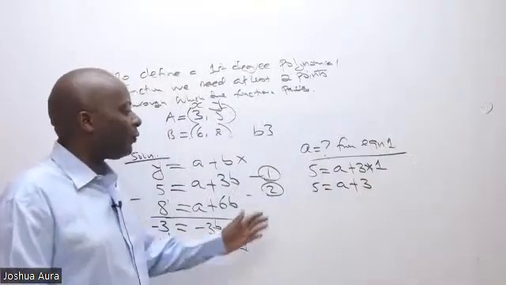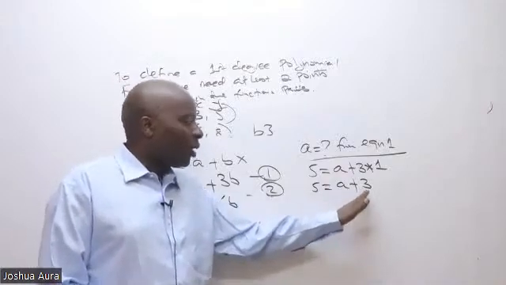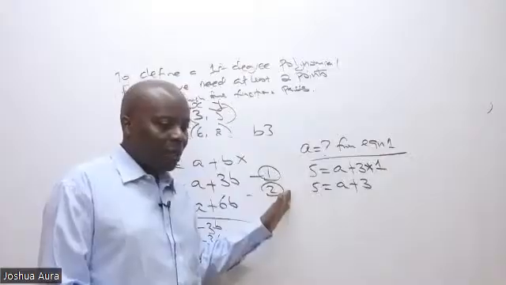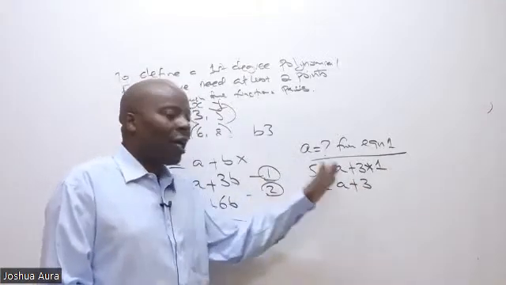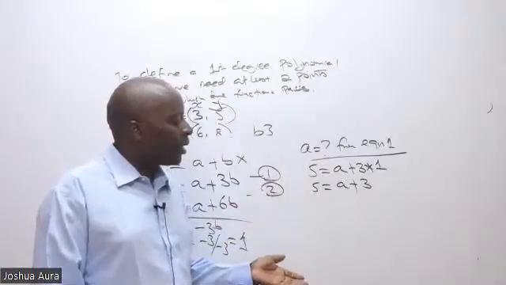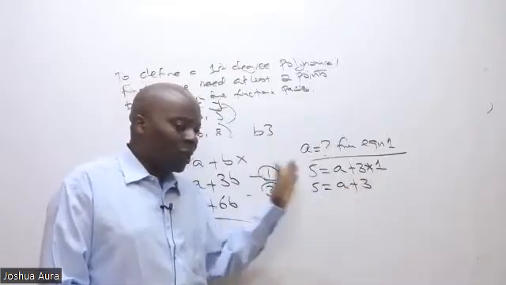So once I have here 5 equals a plus 3, then this 3 is a constant which has to be taken to the other side. So this 3 has to cross over. When it crosses over, the life can never be the same again. So we expect when this 3 crosses over, we expect the sign to change.